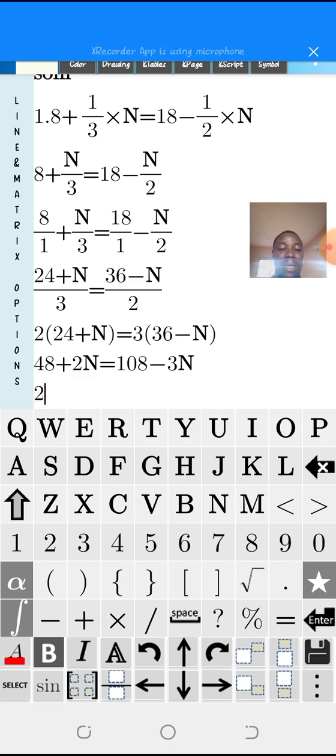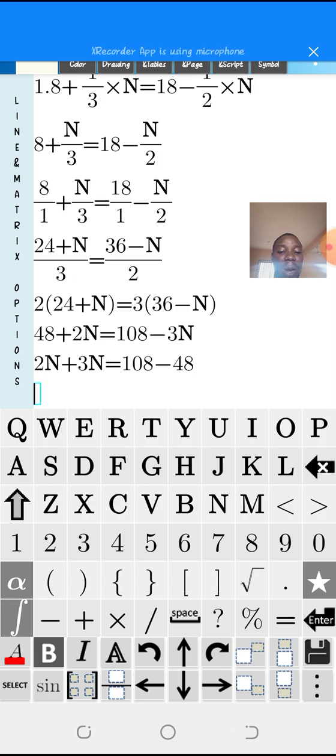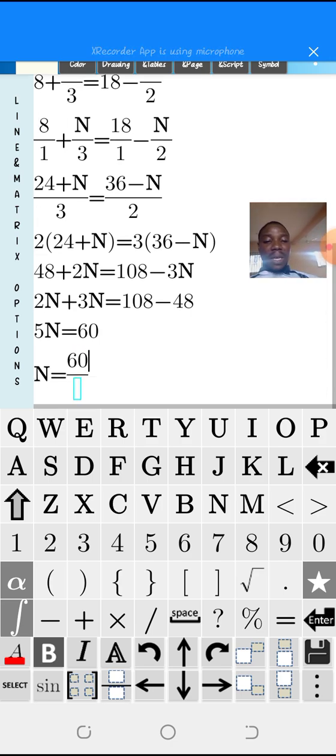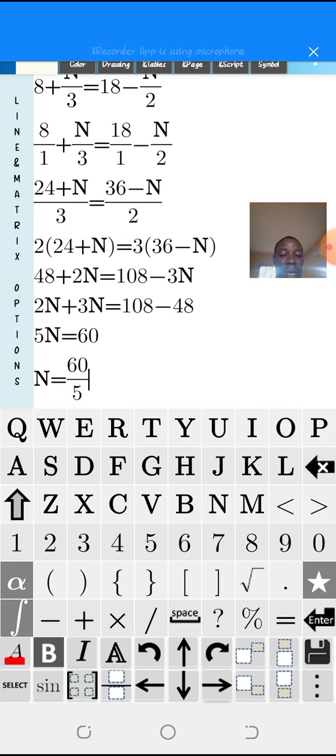Then from here you collect like terms, so this becomes 2n minus 3n, we move over, so it becomes plus 3n, equal to 108 minus 48. So from here you have 5n equal to 108 minus 48, which gives us 60. You divide both sides by the coefficient of n, which is 5. That makes n equal to 60 divided by 5, which is equal to 12. So that becomes the value of n.